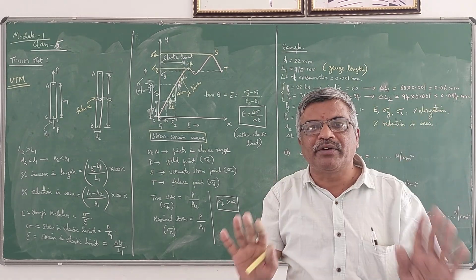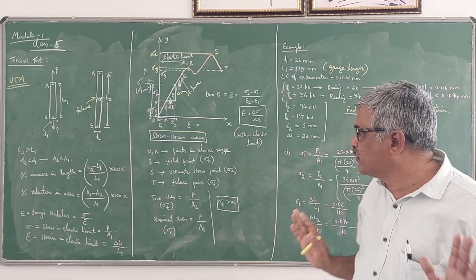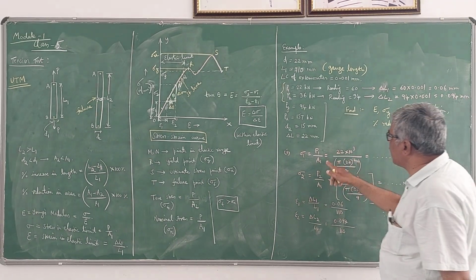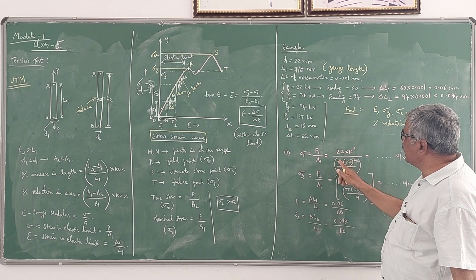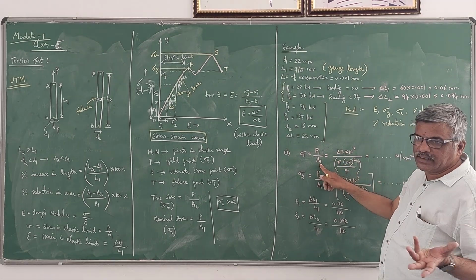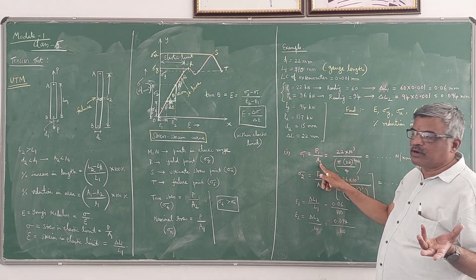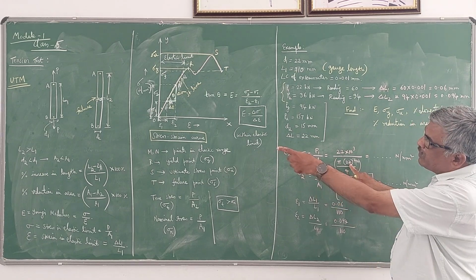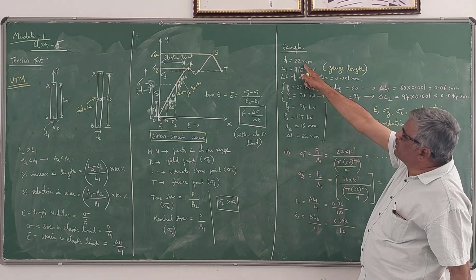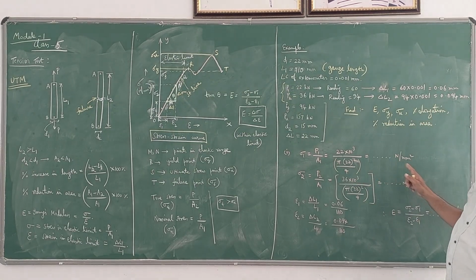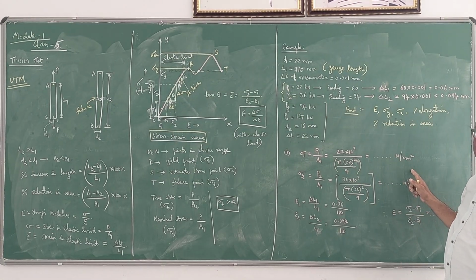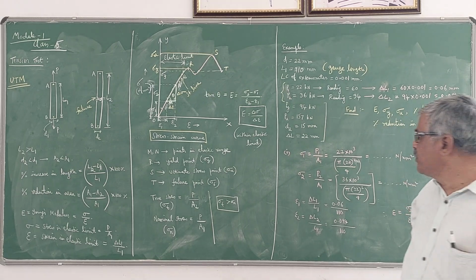Initial area only we have to take for calculating stresses. So don't confuse. See, P1 by A1. P1 is 22 into 10 power 3 Newton, divided by A1, the initial area, pi d1 square by 4, where d1 is nothing but 22 mm. In this problem, he has given 22 mm. Pi into d1 square by 4, you will get some value in Newton per mm square. This is the stress developed in the material when the load is 22 kilonewton.